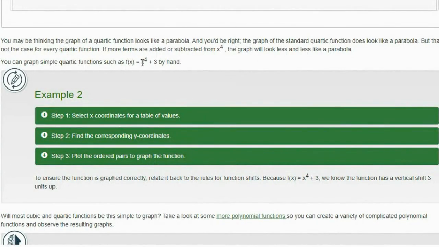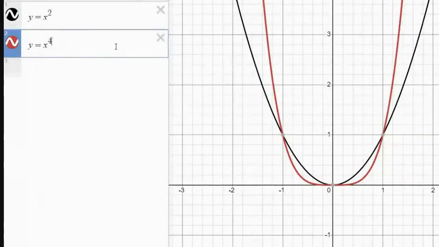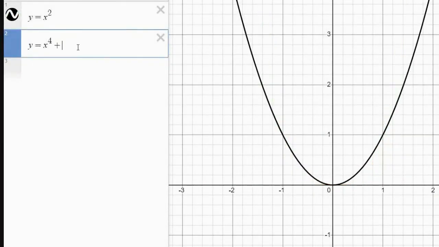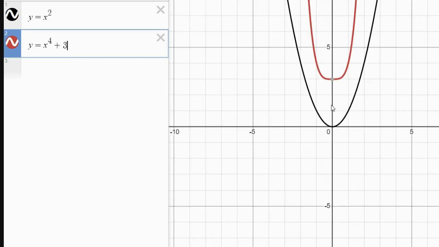Example 2. This says, what if we had x to the fourth plus 3 by hand? Well, it should be the exact same thing we just did, except everything's going to be 3 higher. We'll go ahead and look at it on the graph here. If we did it plus 3, it just raises us up 3. Nothing's different. It's just all the y values are 3 more than they were.